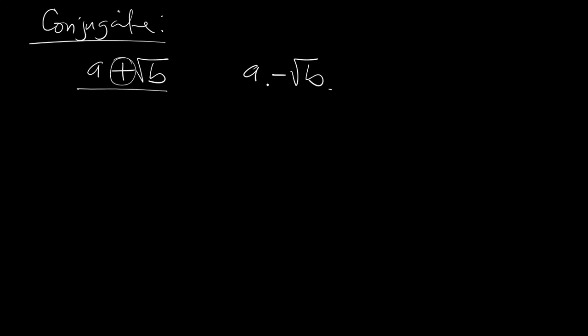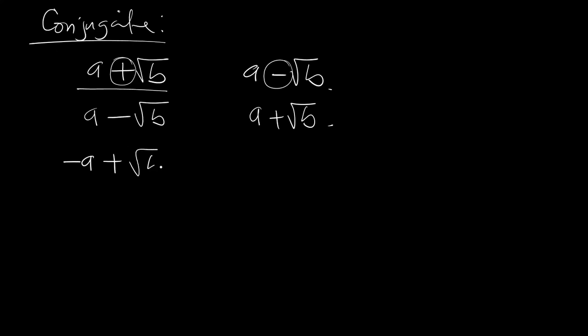Now, the conjugate should have an opposite sign. Just like if you have A minus the square root of B, the conjugate will be A plus the square root of B. If you have minus A plus the square root of B, the conjugate will be minus A minus the square root of B. This sign here should be opposite. So that is the meaning.